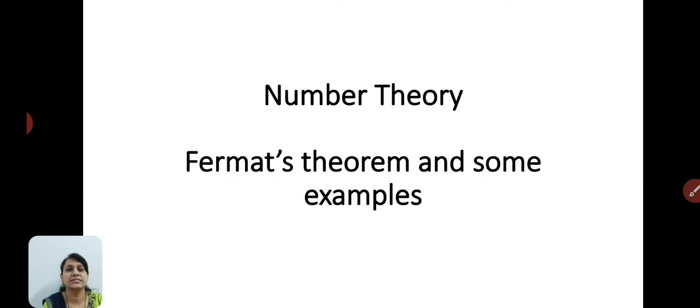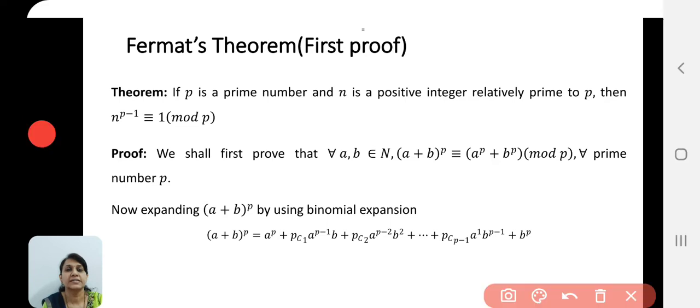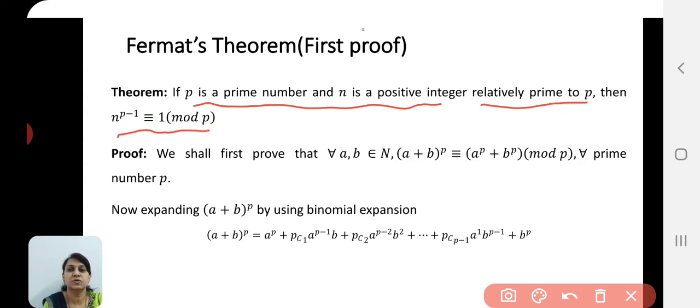In this session, we will discuss Fermat's theorem and solve some examples on it. So let us take the first proof of Fermat's theorem. That is, if p is a prime number and n is a positive integer relatively prime to p, then n raised to p minus 1 is congruent to 1 mod p.